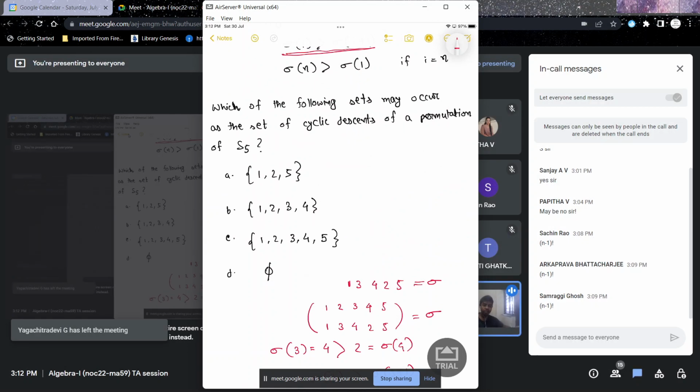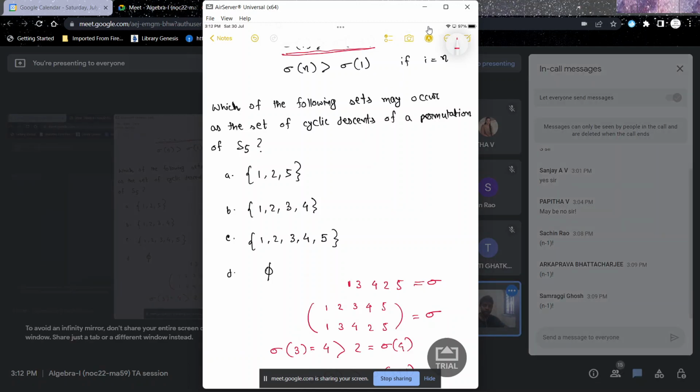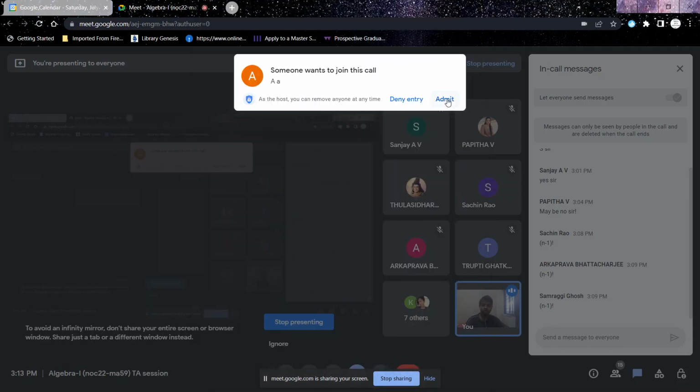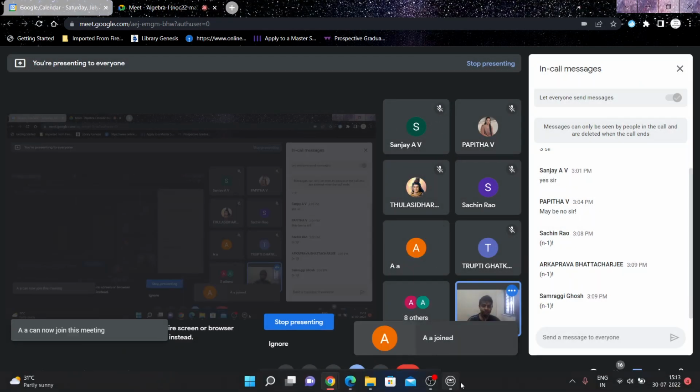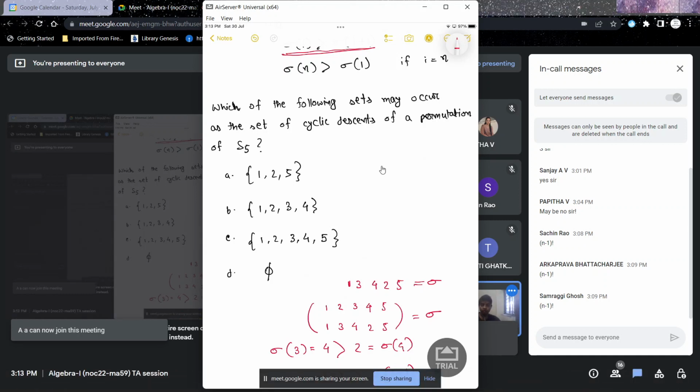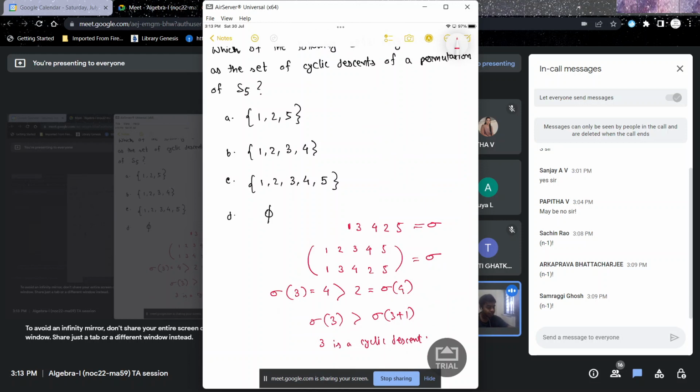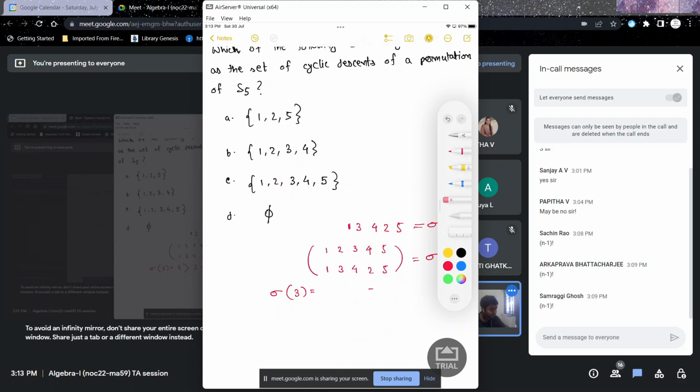You are asked which of the following sets may occur as a set of cyclic descents of a permutation of S5. You are given 4 options and you are asked to find which of these sets will give a cyclic descent of some permutation of S5, right? So you understand what cyclic descent is. So you are required to find which of these sets can be realized as the set of cyclic descents of some permutation in S5. So let's see.